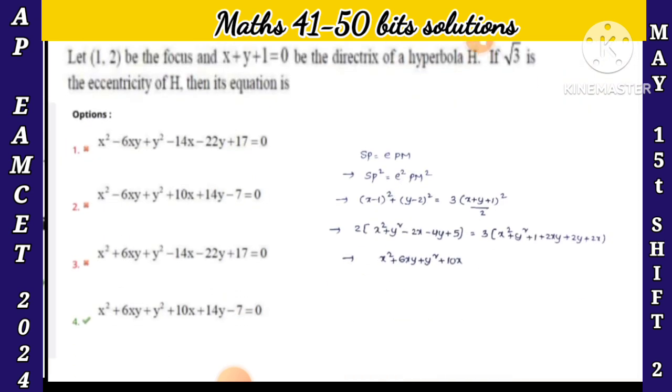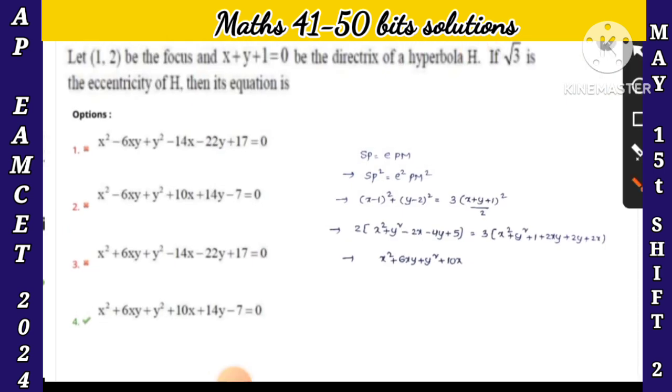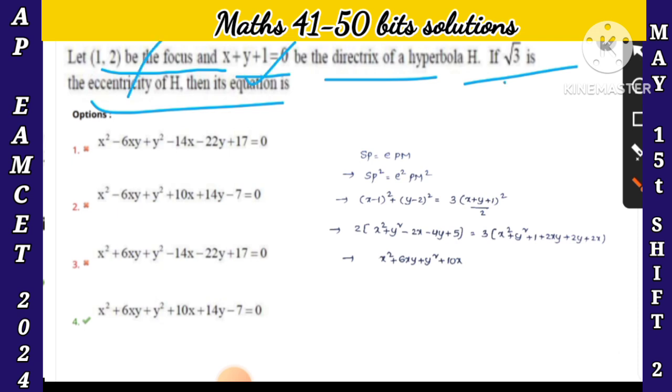Very easy question. Direct. Let (1, 2) be the focus, and x plus y plus 1 equal to 0 be the directrix of a hyperbola, and if root 3 is the eccentricity of the hyperbola, then what is its equation? Focus given, directrix given, eccentricity given. We want the hyperbola equation.